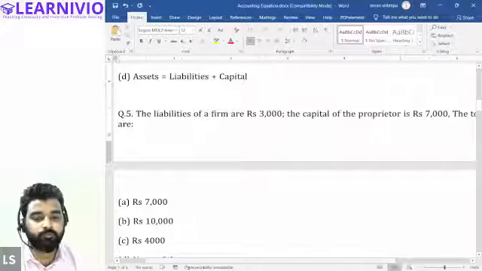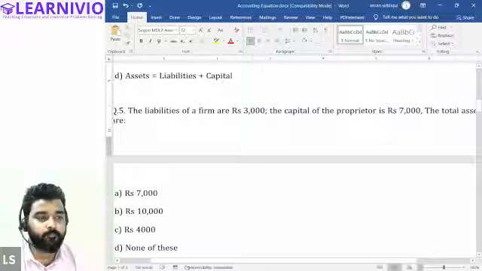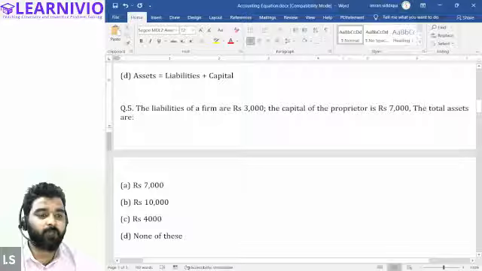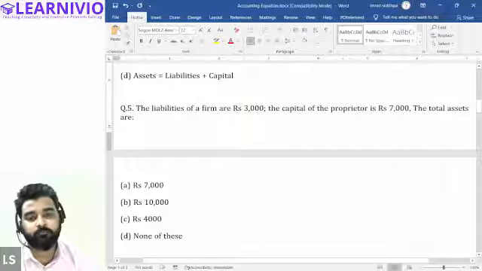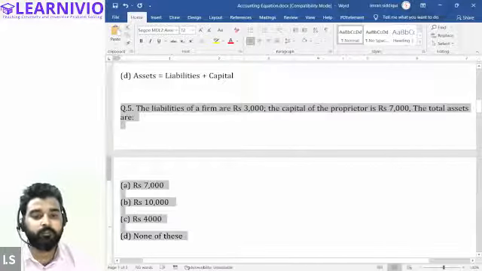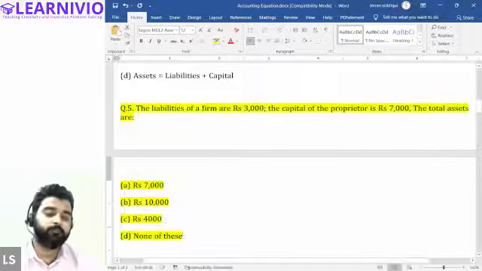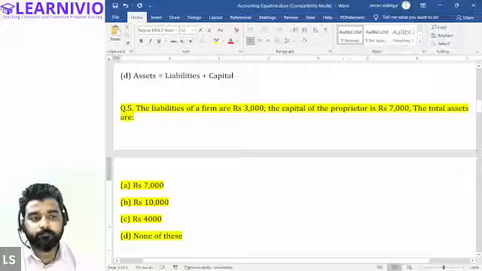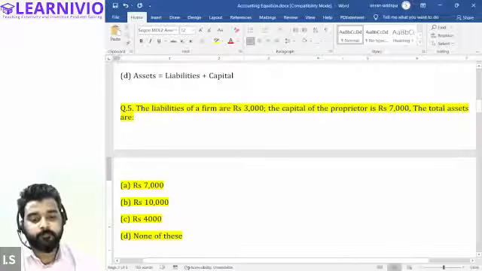Let's move to the fifth question. The liability of a firm is 3,000. The capital of the proprietor is 7,000. Total assets are? Halima will answer this first. 10,000. Okay, Peer? Sir, one minute. Sameeksha? Yes, 10,000. Peer, 10,000.